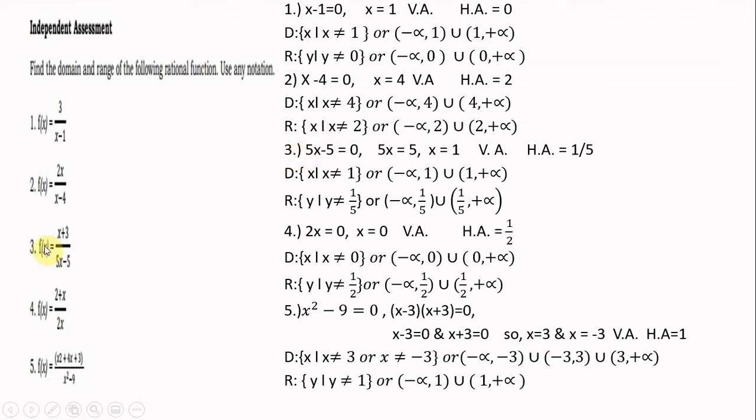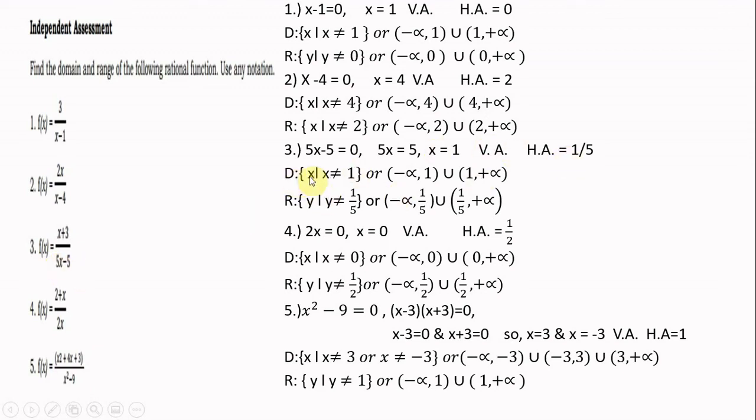Number 3, f of x equals x plus 3 over 5x minus 5. Equate the denominator into 0. 5x minus 5 equals 0. So 5x equals 5, transpose. So x equals 1 because divided by 5, the answer is 1. So our vertical asymptote is 1. And our horizontal asymptote, since the numerator and denominator have equal degree, it's all 1, therefore its horizontal asymptote is 1 divided by 5, that's 1/5.